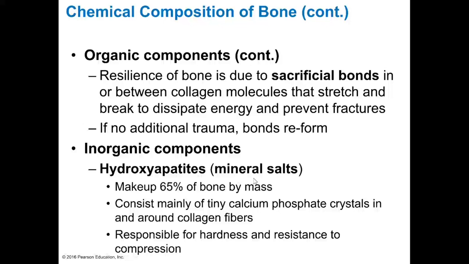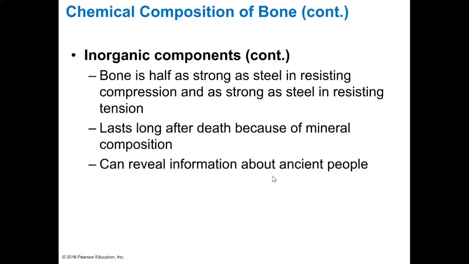We said they were mineral salts made up of phosphorus and calcium. So here we have the phosphoric crystals and calcium phosphate crystals. So it's a combination of calcium and phosphorus. They are responsible for the bone being hard and resilient to compression. Look at this. These calcium salts make up 65% of the mass of the bone. And so what we see here is the inorganic things are half as strong as steel in compression and just as strong as steel in resisting tension.